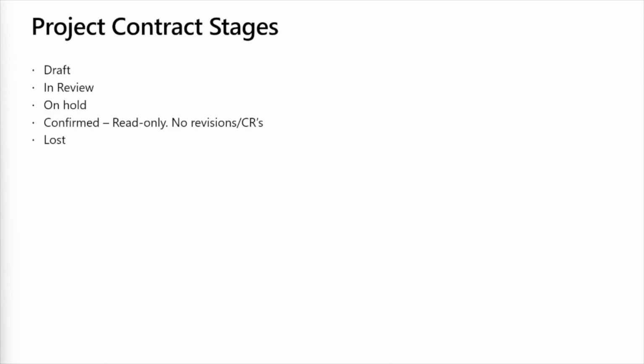At a very high level, we have a few contract stages: draft, in review, on hold, confirmed, and lost. The confirmed stage is important if you are configuring Project Operations. Once the stage is set to confirmed, the contract becomes read-only, and no revisions or change requests can be applied to that specific contract. So if your organization needs to do revisions on the project contracts, we suggest that you do not leverage the confirmed state and keep it in other stages.